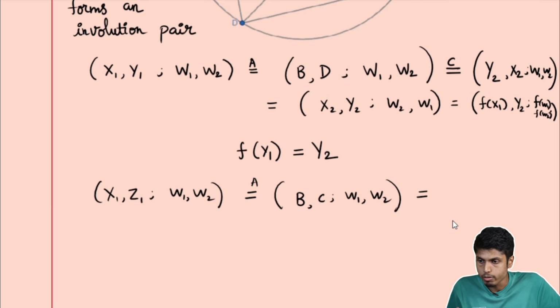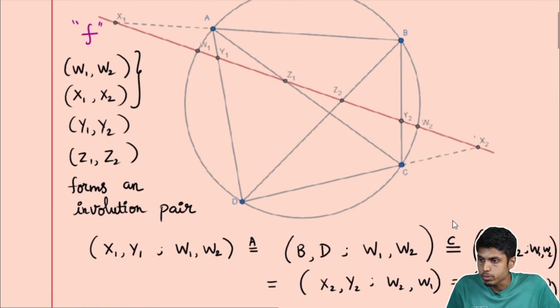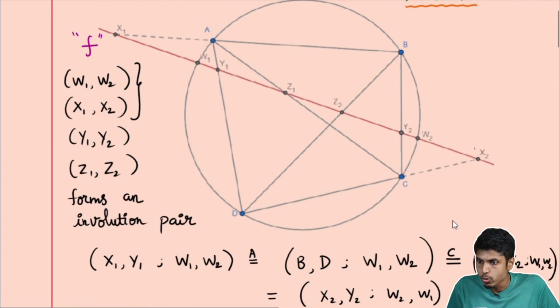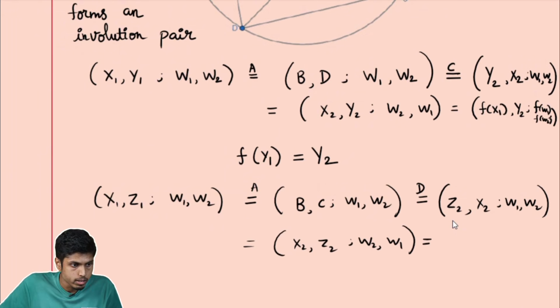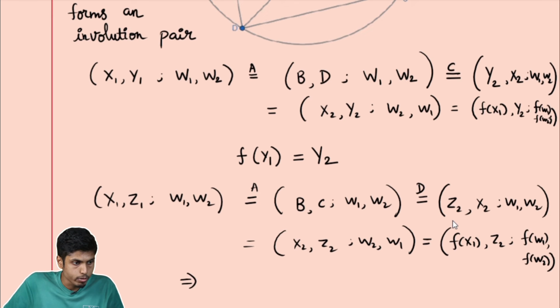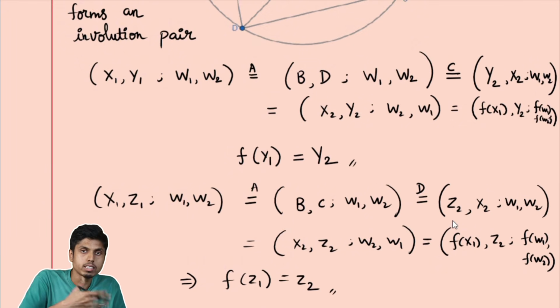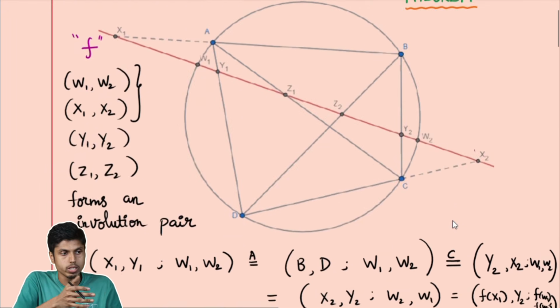So if you project from D, B maps to z2, C maps to x2, and w1 and w2 remain the same. Writing it equivalently, I get (x2, z2; w2, w1), and this is (f of x1, z2; f of w1, f of w2). So notice that f of z1 equals z2. Therefore, we conclude that by assuming the x's and w's, y1, y2 and z1, z2 form an involution pair. This is the Desargues involution theorem.